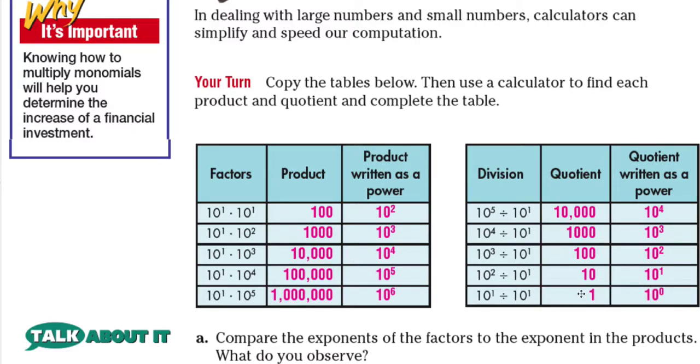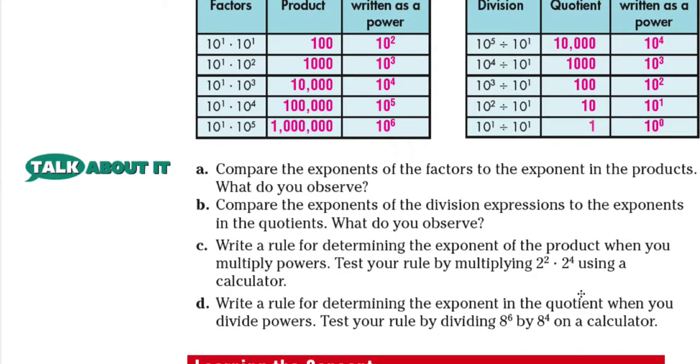So if we compare exponents, letter A says, compare the exponents of the factors to the exponents in the products. What do you observe? The answer for that one would be the exponents are added. 1 plus 1 will give us 2. 1 plus 2 will give us 3. 1 plus 3 will give us 4, and so on, all the way to the back.